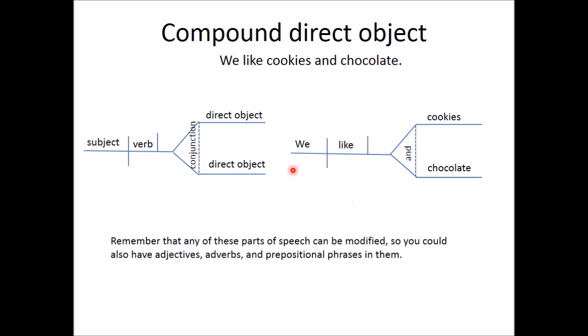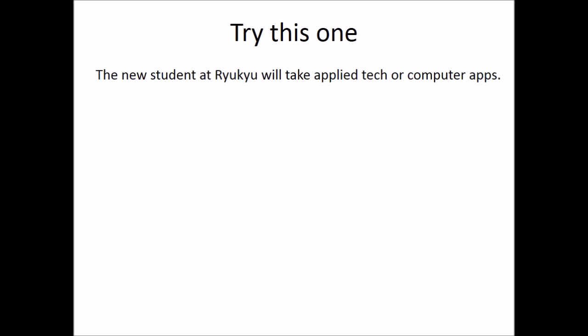Or we could have we like cookies and lots of chocolate, and then lots would be modifying chocolate. So you can always have modifiers or descriptive words and descriptive phrases describing any of those parts. So keep that in mind. So here is a sentence for you to try. The new student at Ryukyu will take applied tech or computer apps. Go ahead and pause the presentation. Try to diagram this one. When you think you're ready, start the presentation again and I'll put the answer up.